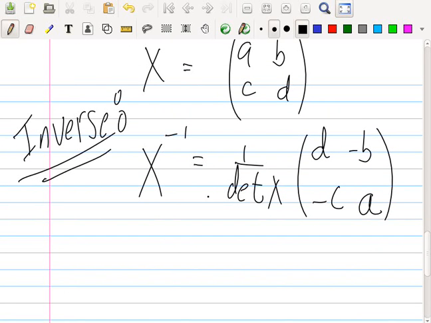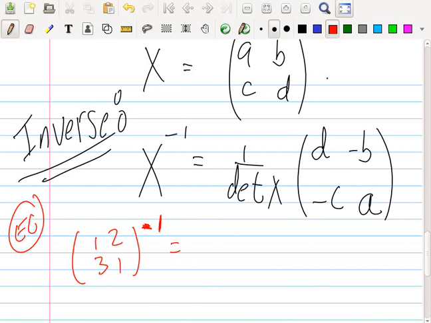So let's have a look at an example. For example, I have the matrix 1, 2, 3, 1, and I want to calculate the inverse of it. So first things first, I calculate the determinant, which is AD. What's AD here? 1, minus BC. So 1 minus 6, which is minus 5. So this will be 1 over minus 5.